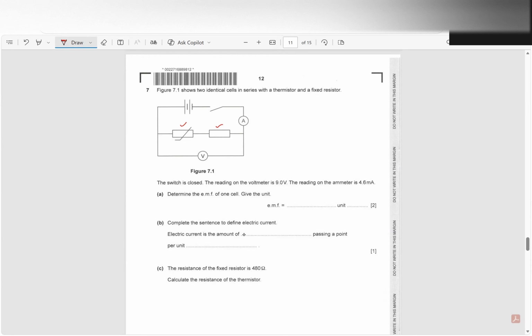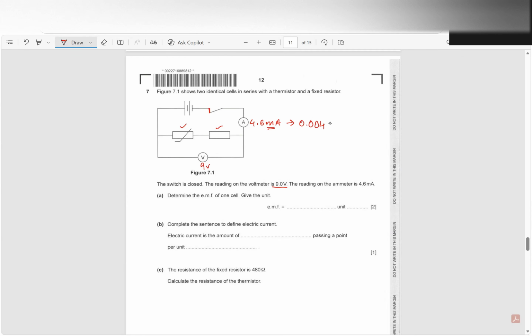Moving on. So the switch is closed. Fair enough. Circuit is complete. The reading on the voltmeter is 9 volts. The reading on the ammeter is 4.6 milliampere. So when we talk about 4.6 milliampere, please do not forget this, milliampere. It's not ampere, it's milliampere. So we're going to understand it's not 4.6 ampere, it's going to be 0.0046 ampere. If needed in calculation, we're going to use this value.